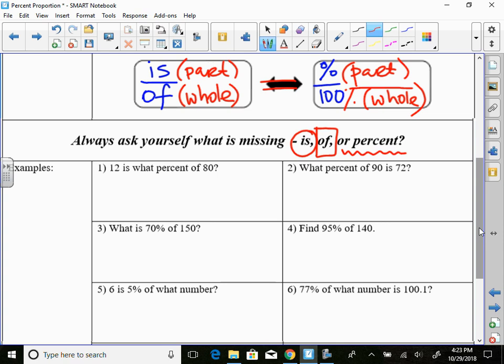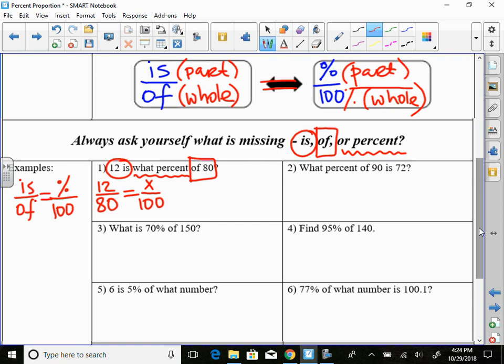So 12 is, I'm going to circle that because that's my is number. What percent? Clearly percent is missing. Of 80. See how it all stays together in one order? Okay, that should be relatively easy. So I know that I need to place is on the top of the first ratio, of on the bottom of the first ratio, equal, put percent over 100%. So 12 is, 80 is of, so 12 over 80 equals, percent is missing, so I'm going to use x for that missing percent so we can find it, over 100.